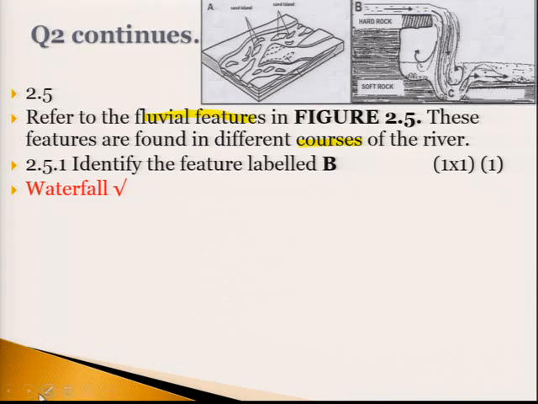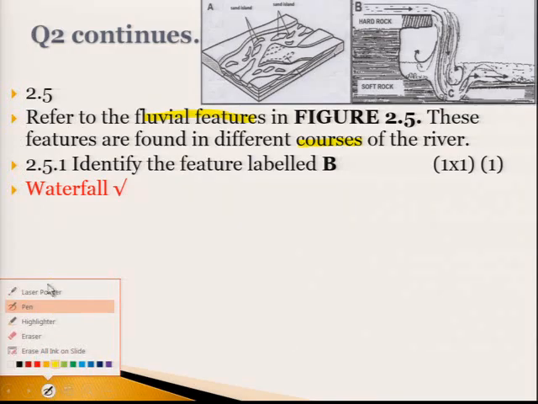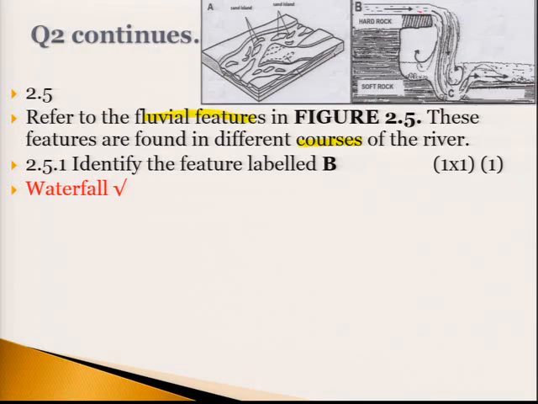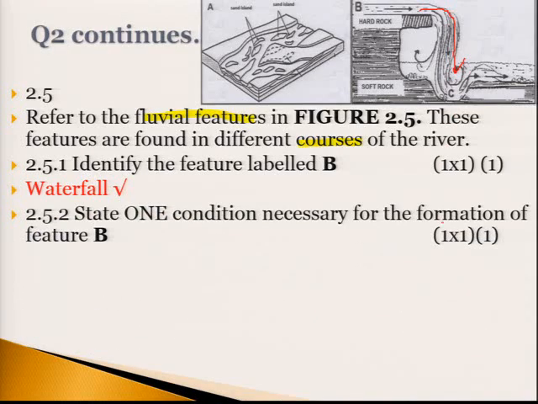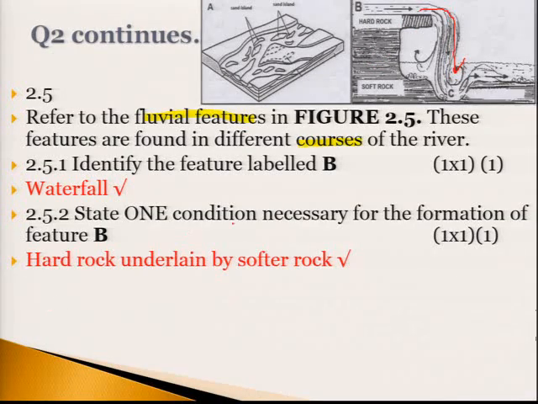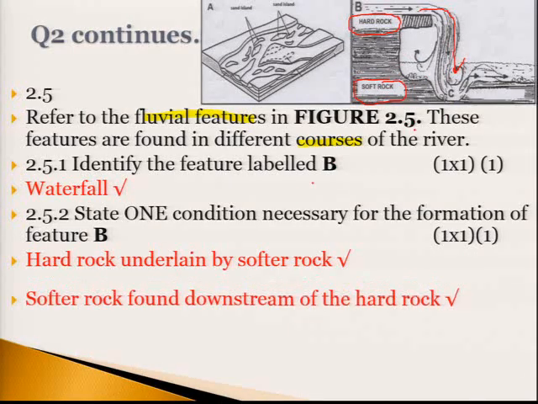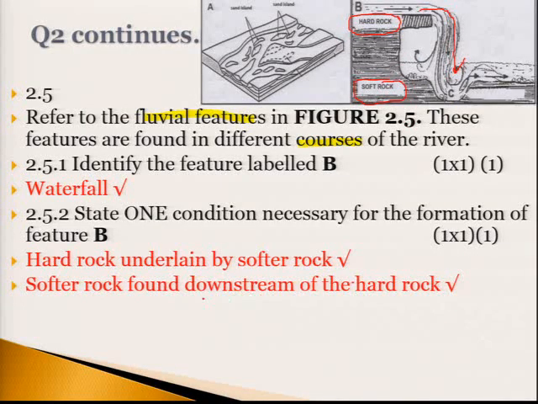Your waterfall, water will start to fall downstream. Question 2: state one condition necessary for the formation of this feature. How come we have a waterfall? We say there's a difference. When you check the top part, you've got a hard resistant rock, and then the underlying part, you've got a soft rock. That's why we say in terms of your waterfall, it will start to erode upstream, not downstream. Softer rocks will be found downstream of the hard rock.